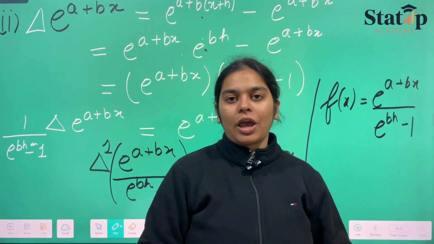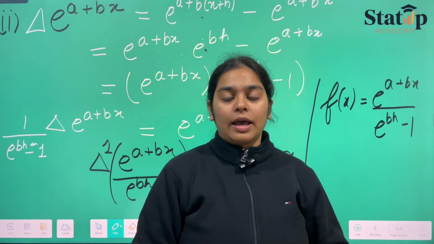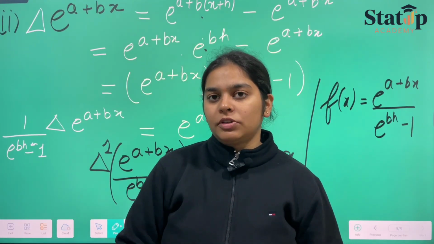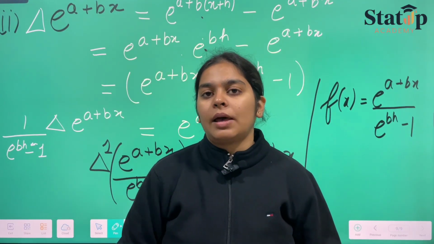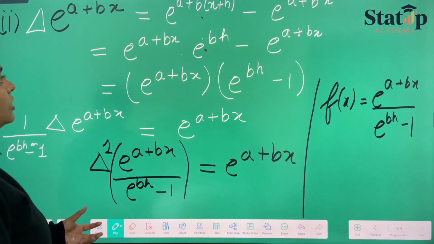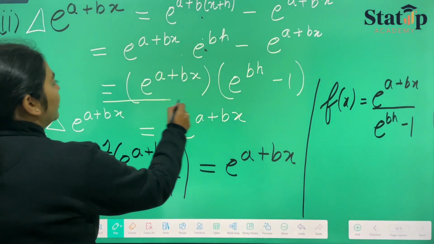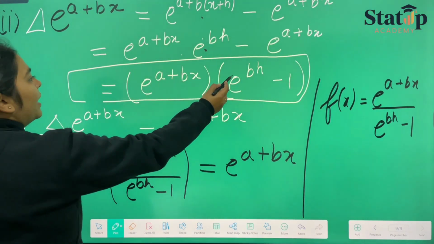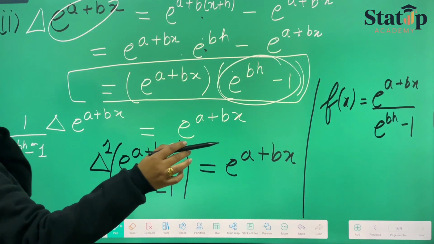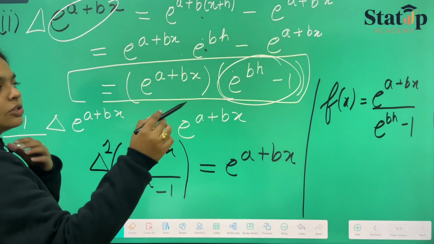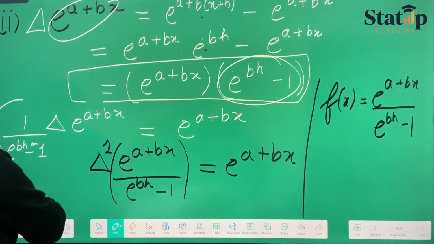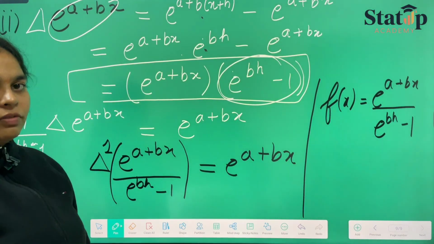Now you can pick any book and do questions on these, and the more you practice, the more clear you will be with the concept of these questions, and the more quickly you can solve them in the examination. These are easier ones. In the examination, you just have to solve till here, and you will know that if I divide this by this function, then I will directly get e raised to the power a plus bx upon e raised to the power bh minus 1. All of this is just for understanding the concept for the very first time.